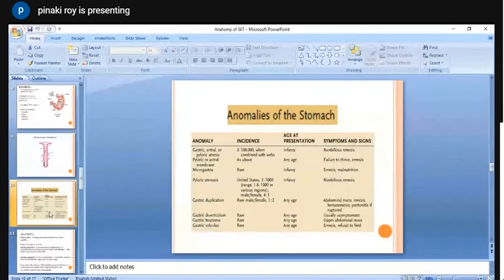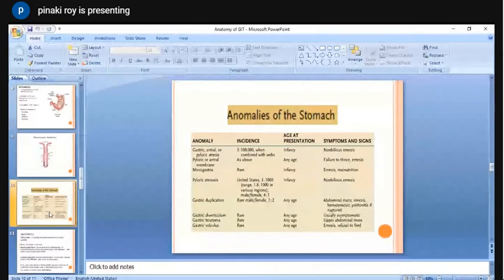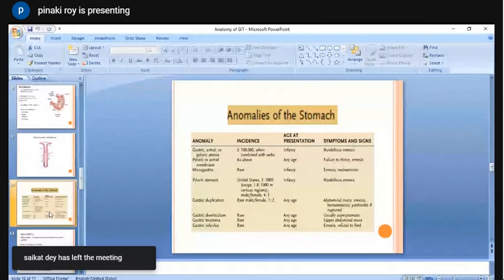Now, regarding the anomalies of the stomach, the most important and most common anomaly is congenital pyloric stenosis, where congenitally the circular muscle of the pylorus is more thickened and fails to relax. It mostly presents in infancy with non-bilious vomiting. That is one important thing. The vomiting will be non-bilious. There will be no bile because it is already obstructed. That is one important anomaly of the stomach, the pyloric stenosis.